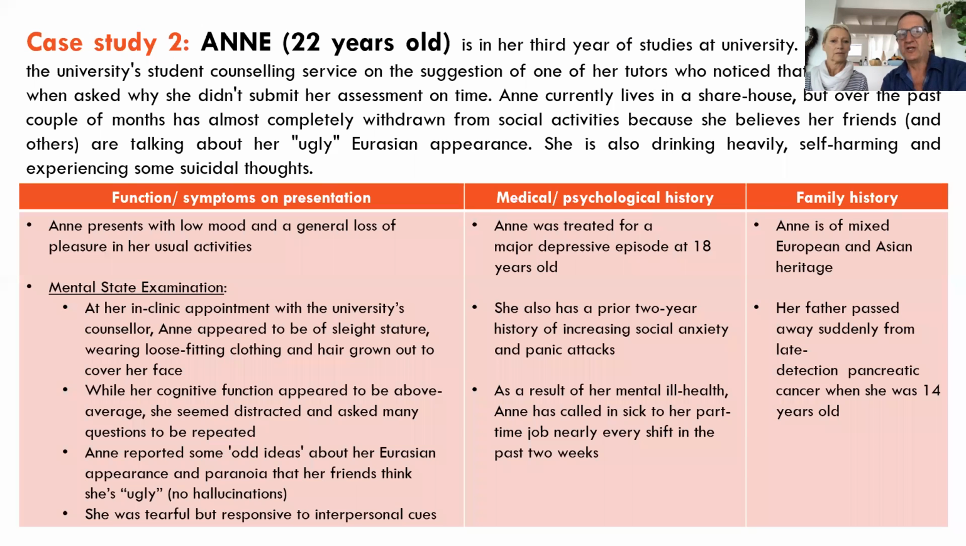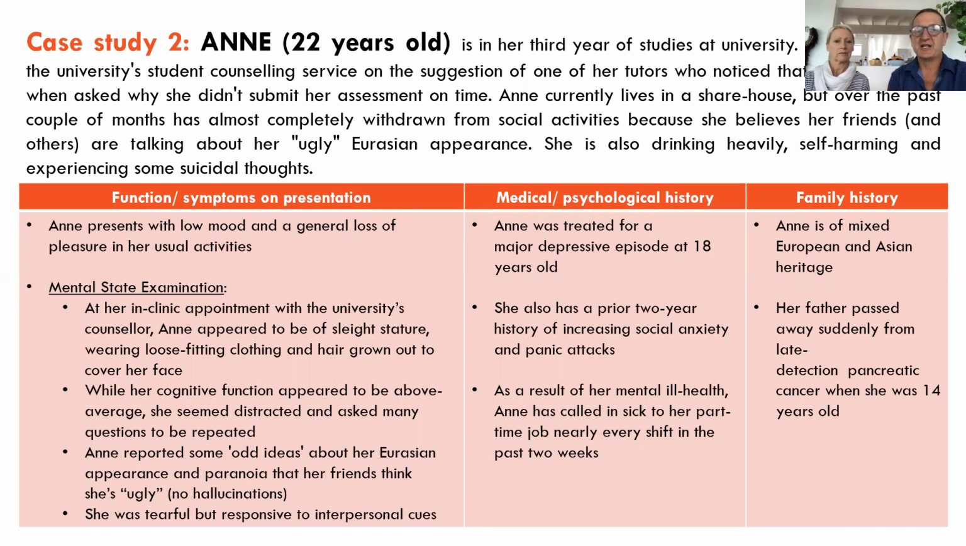Okay, on to the second example. A slightly older young woman, Anne, aged 22, in her third year of studies at university. She's come to the university counselling service, suggested by one of her tutors who noticed that she was teary and asked why she didn't submit her assessment on time. So we're into that classic post-school situation, more challenging, with people noticing that somebody's not functioning.